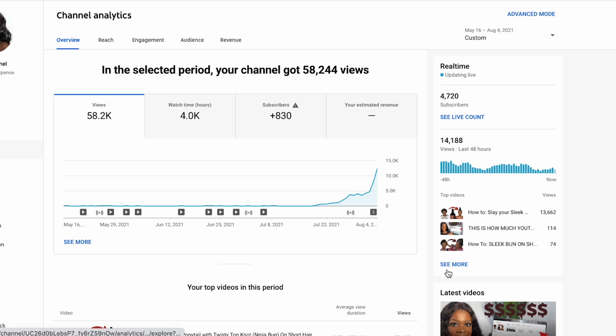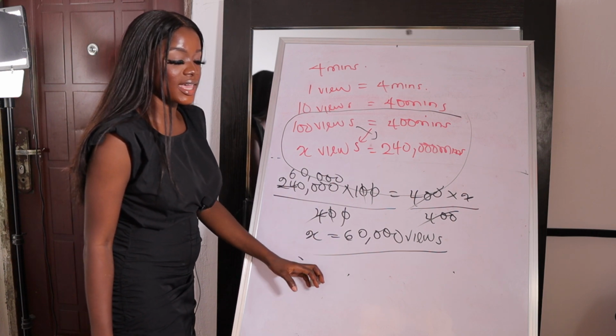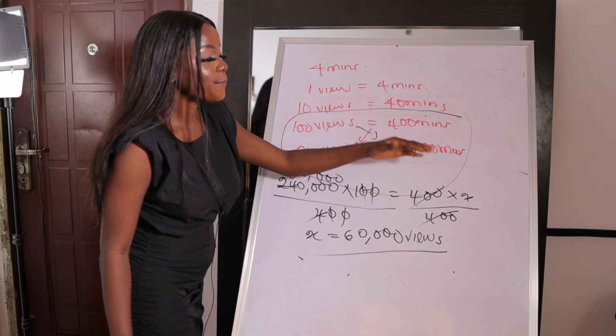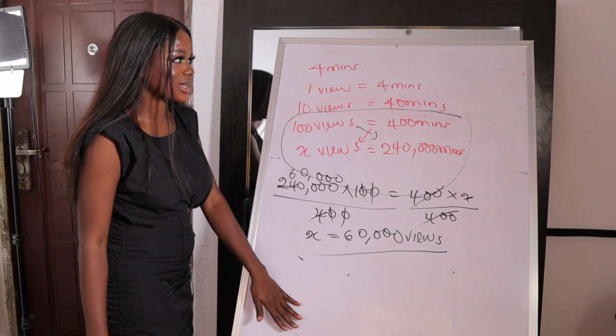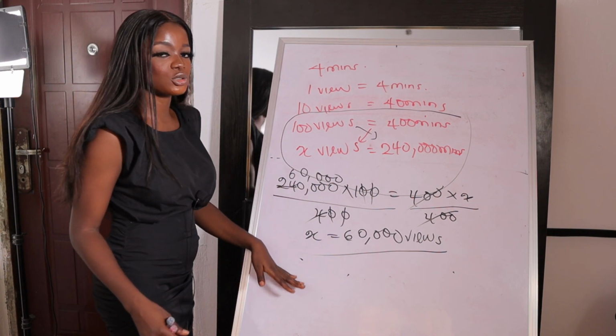So I'll only be needing 60,000 views, if my channel is not yet monetized, in order to get to that 240,000 minutes milestone. I hope you guys understand what I said. So my channel needs only 60,000 views in order to be monetized.